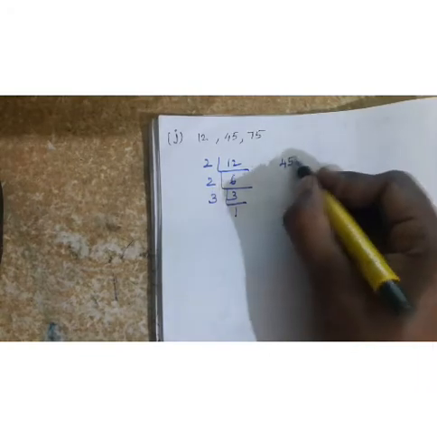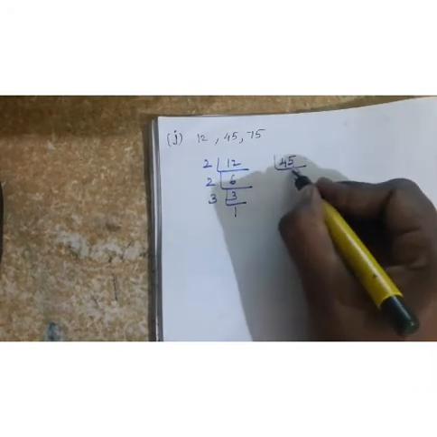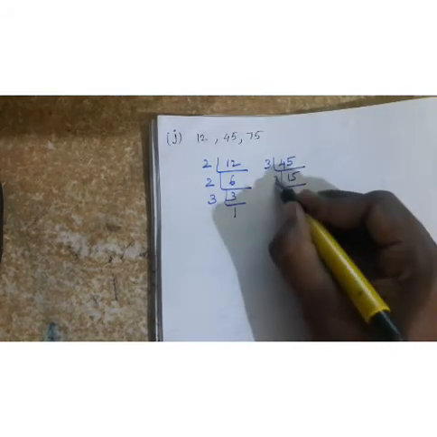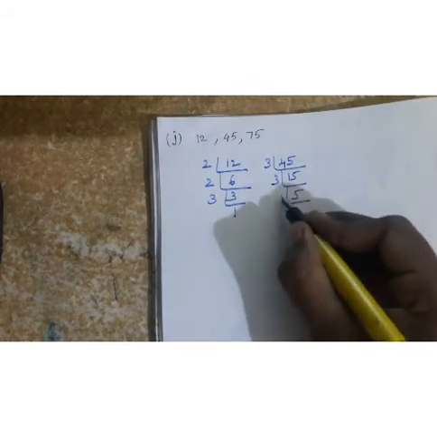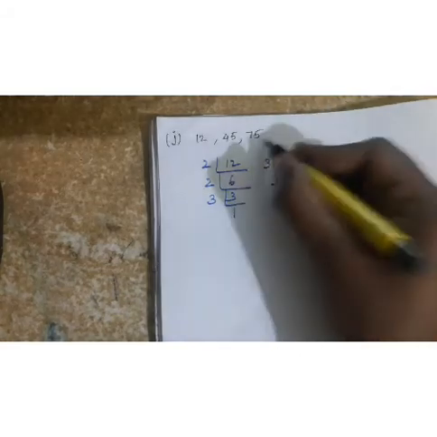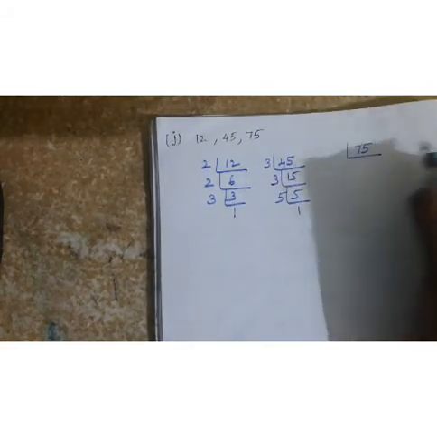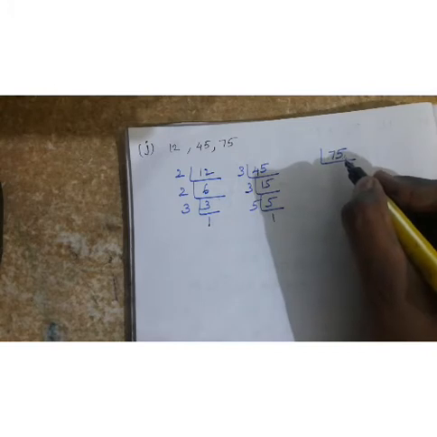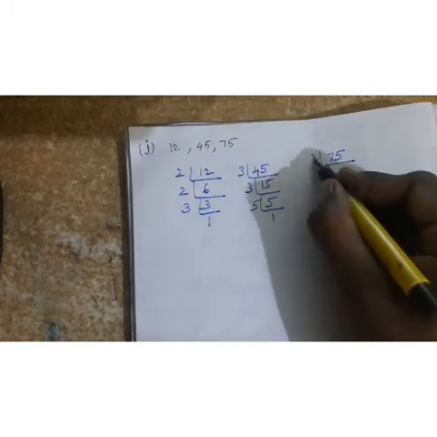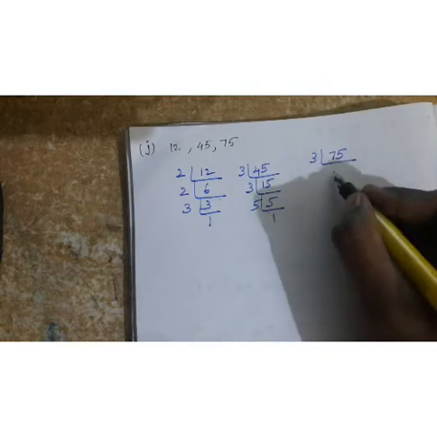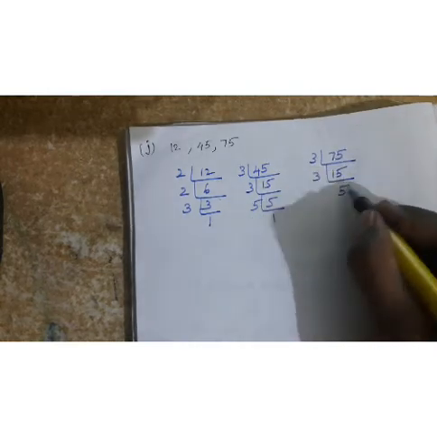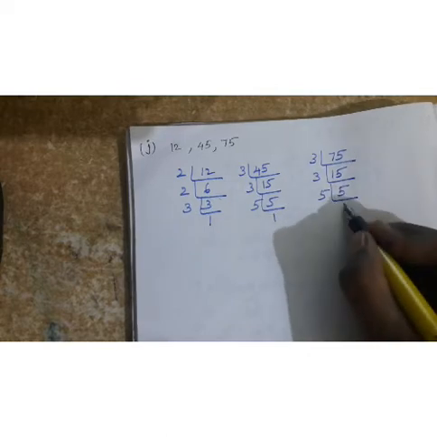Now find the prime factors of 45. 45 divided by 3 gives 15. 15 divided by 3 gives 5. 5 divided by 5 gives 1. Now find the prime factors of 75. 75 is not divisible by 2. So take the next prime number 3. 75 divided by 3 gives 15. 15 divided by 3 gives 5. 5 divided by 5 gives 1.